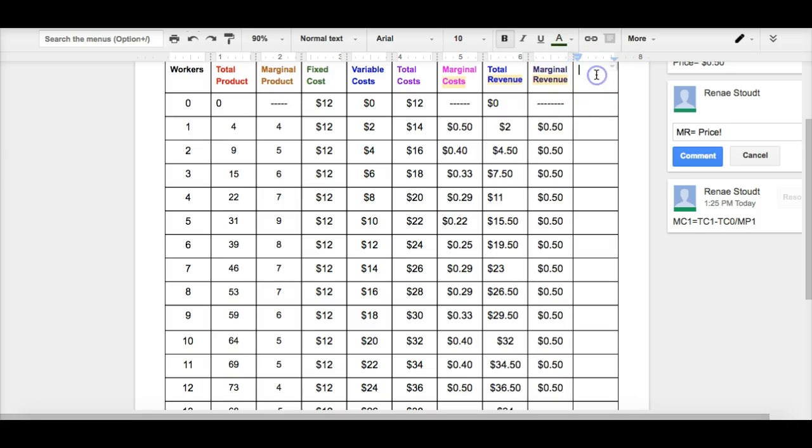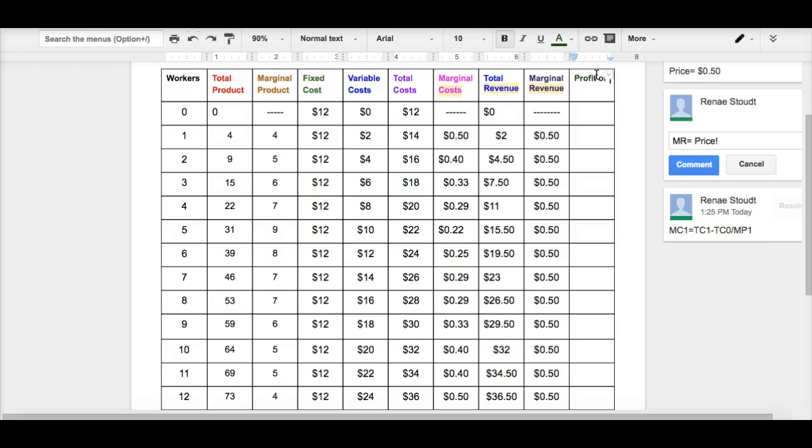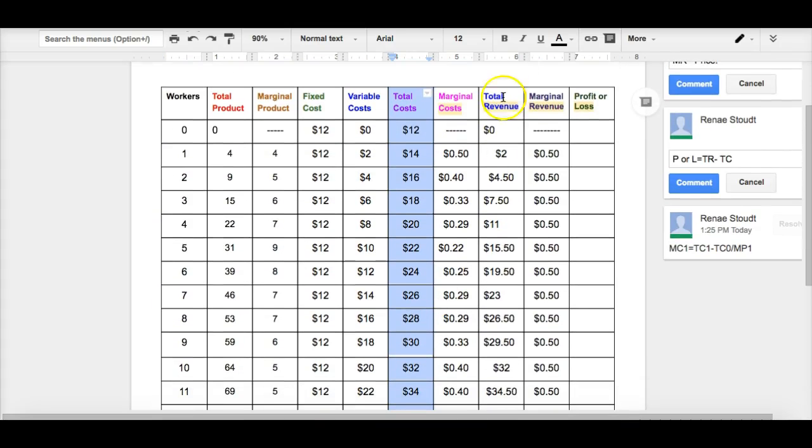Easy peasy. Last column. Last column is profit or loss. So profit or loss is going to be determining whether or not we are making money or losing money. So if you think about it, how do you suppose I'm going to find profit or loss? So P or L. Well, we have to look at how much we totally made by selling them. And we have to look at how much it totally costs me to produce them. So I'm going to take total revenue minus total cost. So total revenue minus total cost will tell me if I'm making money or if I'm losing money. So I'm looking at this entire column here, and I'm looking at this entire column here. So keep that in mind.